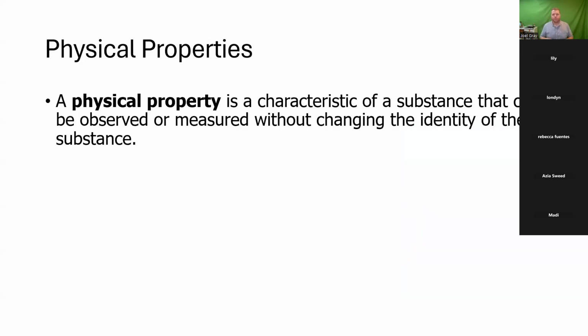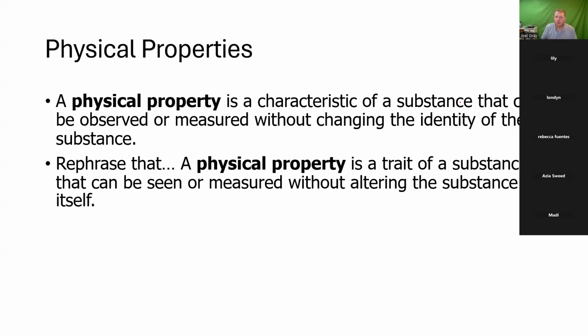Now, with that, we've got a physical property. A physical property is a characteristic of a substance that can be observed or measured without changing the identity of the substance. Okay, so what that means is you can basically touch something and you have an understanding of how it is without having to change it. Another rephrasing of that is a physical property is a trait of a substance that can be seen or measured without altering that substance.